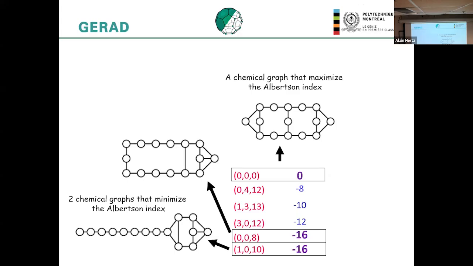There are many others, but this is one example of a graph that maximizes the Albertson index, and you have 2 that minimize. Here is 008, and this is the 1010. So you have no edge 1, 2, you have no edge 1, 3, you have 8 edges 3, 3, and the rest is 2, 3, which is not recorded here. Okay. So very easy to optimize.